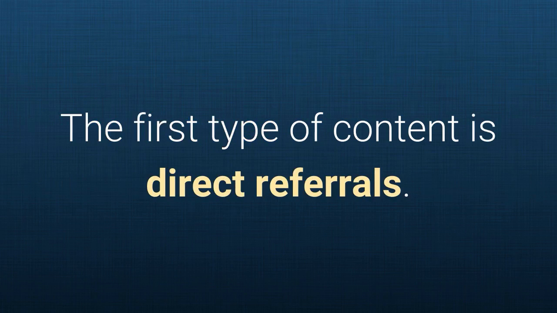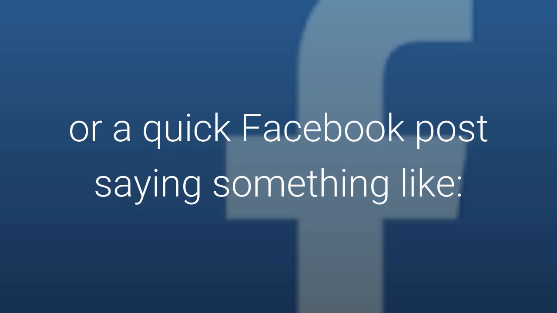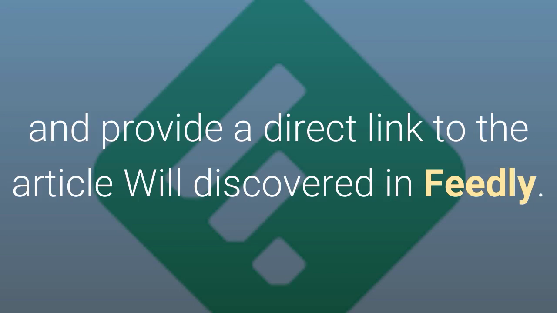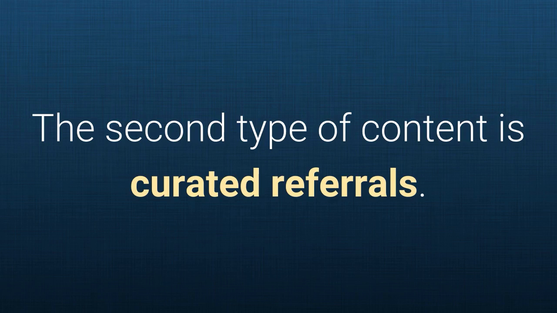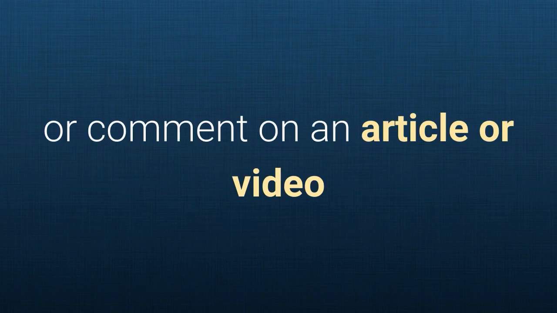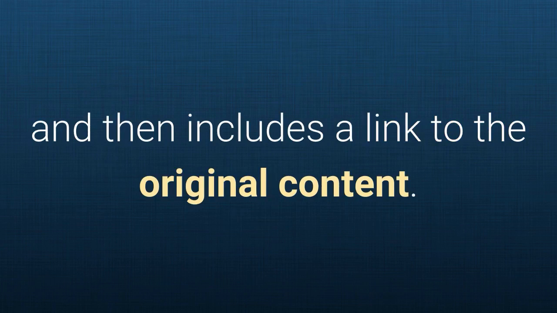The first type of content is direct referrals. This might be a tweet or a quick Facebook post saying something like, I just found this great resource on drip irrigation. You can check it out here, and provide a direct link to the article Will discovered in Feedly. The second type of content is curated referrals. This is where Will writes a longer Facebook post to summarize or comment on an article or video and then includes a link to the original content.